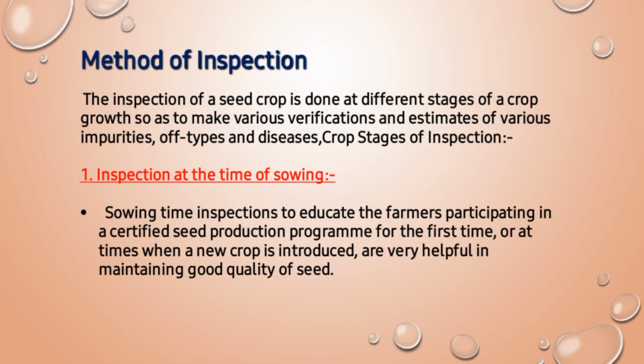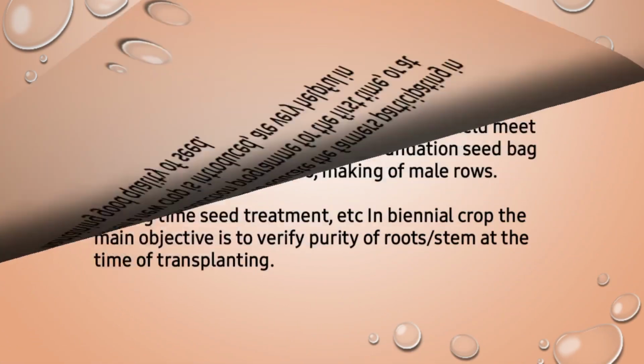Method of inspection: the inspection of a seed crop is done at different stages of crop growth so as to make various verifications and estimates of various impurities, off types, and diseases. Crop stages of inspection: first, inspection at the time of sowing. Sowing time inspection to educate the farmers participating in a certified seed production program for the first time, or at times when a new crop is introduced, is very helpful in maintaining a good quality of the seed.